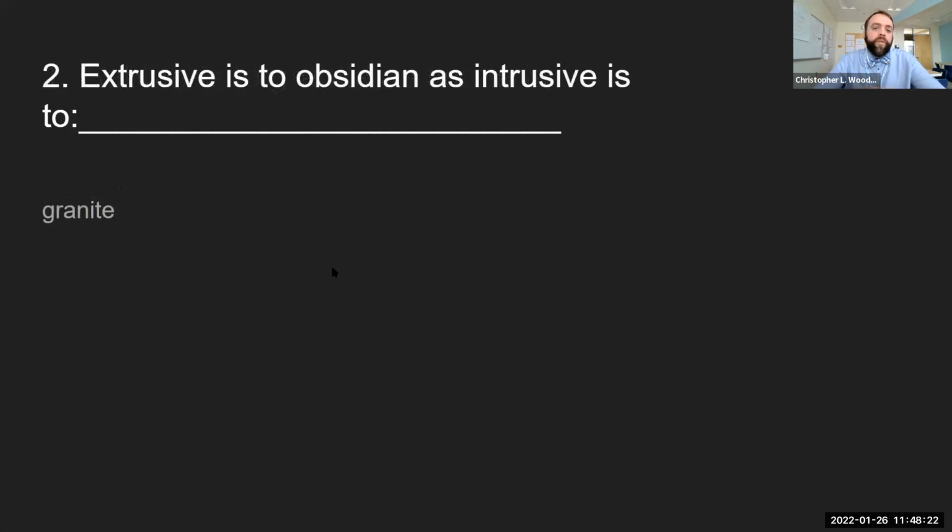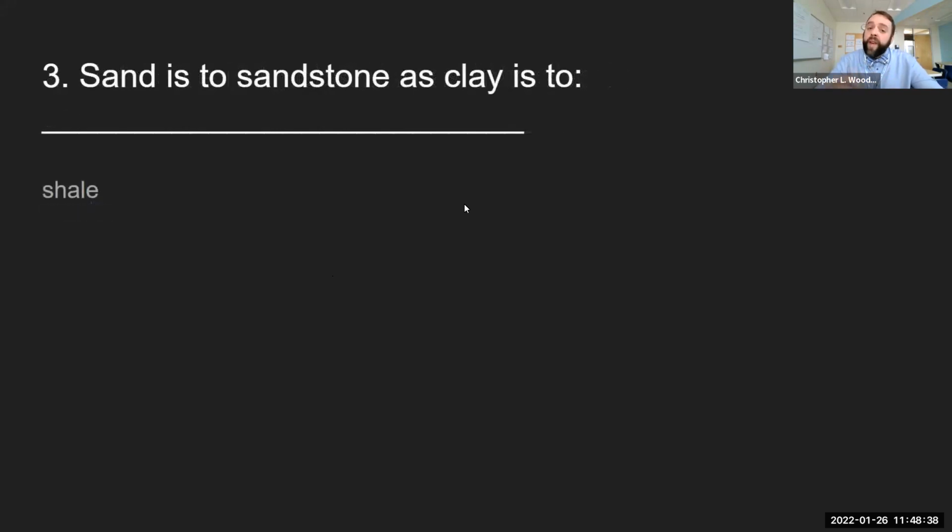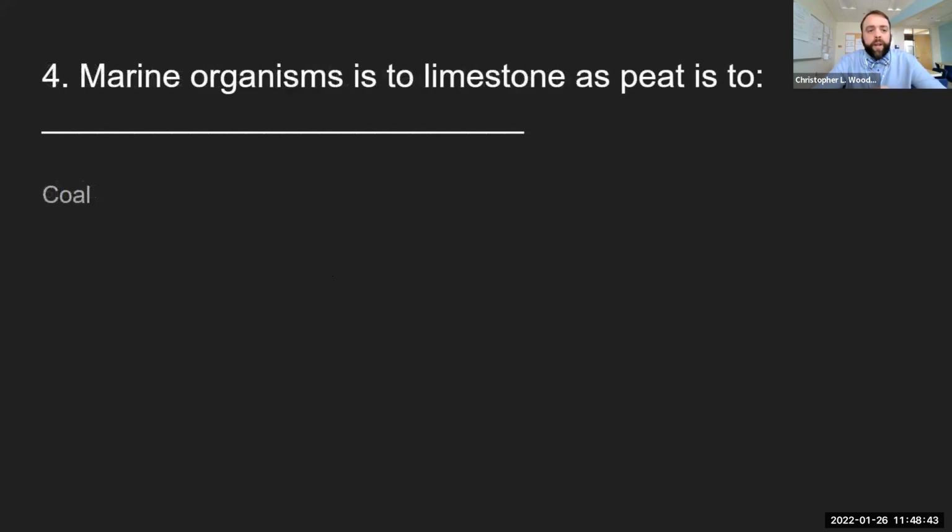Number two, extrusive is to obsidian as intrusive is to, best answer there, probably granite. I was really looking to see that you knew that obsidian was also felsic, but the best answer there is granite. Sand is to sandstone as clay is to shale. So everybody got that one. And then number four, marine organisms is to limestone as peat is to coal. Remember, peat is decaying organic matter, compresses, heats up, it makes coal.